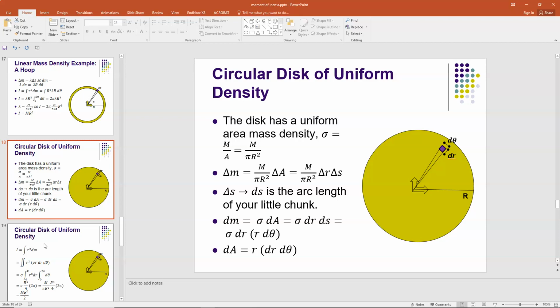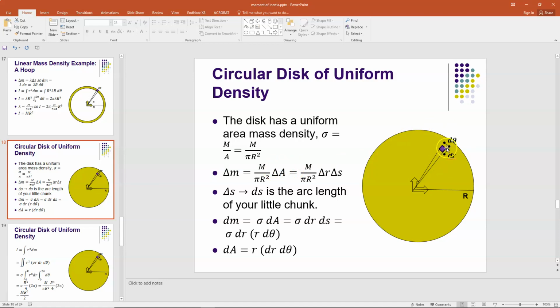So let's again assume that we have some uniform area mass density, so that sigma is some constant value. And sigma, remember, is the mass per unit area of our object. Now in this case, our disk has a radius of big R, just like before, and the total mass is big M. So that means that we could write sigma as being some constant as big M over pi r squared. Now remember that our delta M is going to be equal to sigma times our delta A. So plugging in for that, we would have delta M is equal to M over pi r squared times our delta A. Now let's look at what the area, delta A, is for this little chunk here.